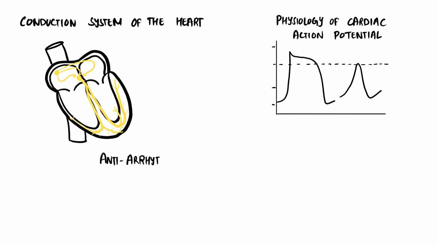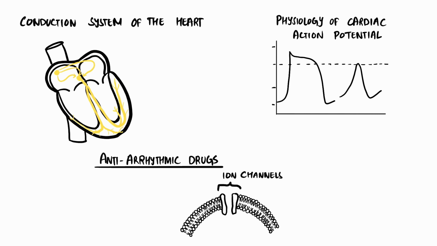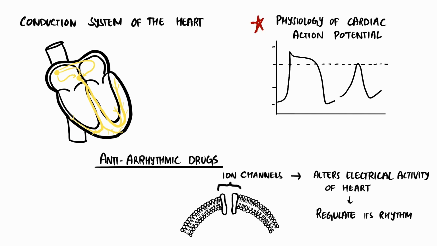The antiarrhythmic drugs work by targeting specific ion channels and alter the electrical activity of the heart to regulate its rhythm. So when you know the basic physiology, then you know about the different phases of cardiac action potential and the role of ion channels in generating these action potentials. This knowledge will help you to easily comprehend the mechanisms by which antiarrhythmic drugs work.